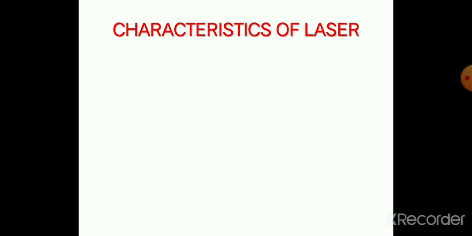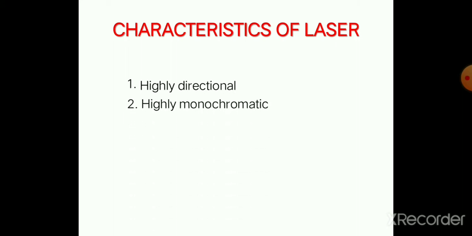Laser light exhibits some special properties compared to an ordinary light source. Laser light is highly directional, highly monochromatic, highly intense, and highly coherent. Let us discuss these one by one.